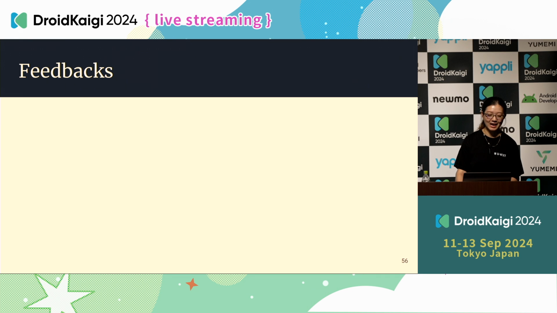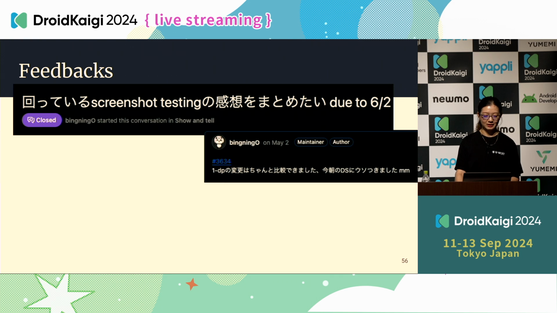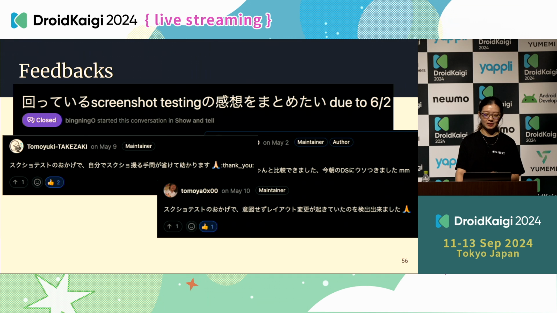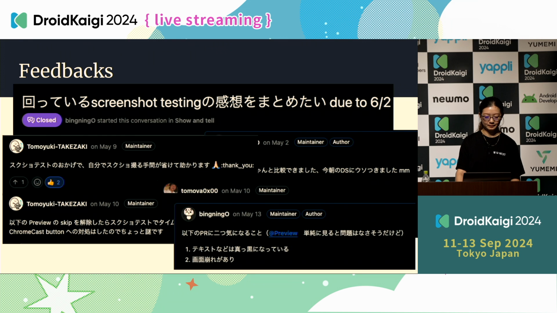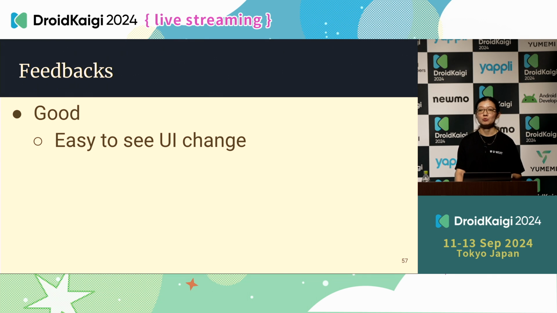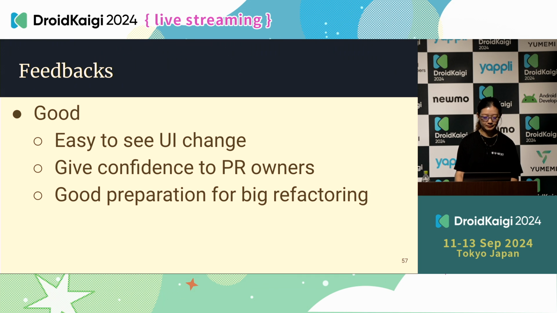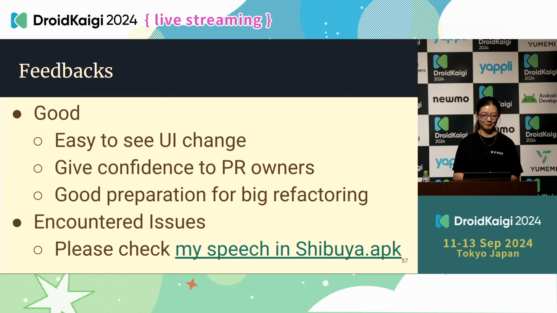We also had a GitHub discussion about the feelings and feedback when using screenshot testing. We had some good feedback and also had some issues. To summarize, the good thing is that it's easy to see UI changes, of course, and gives confidence to the PR owners. It also helps the reviewers see the UI changes at first glance. And it's really a good preparation for big refactoring. The issues we encountered, actually we had a lot, but we fixed all of them. Please check my speech in Shibuya.apk.